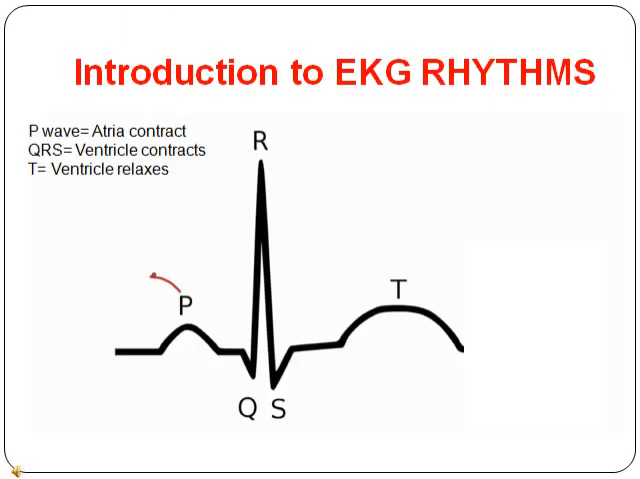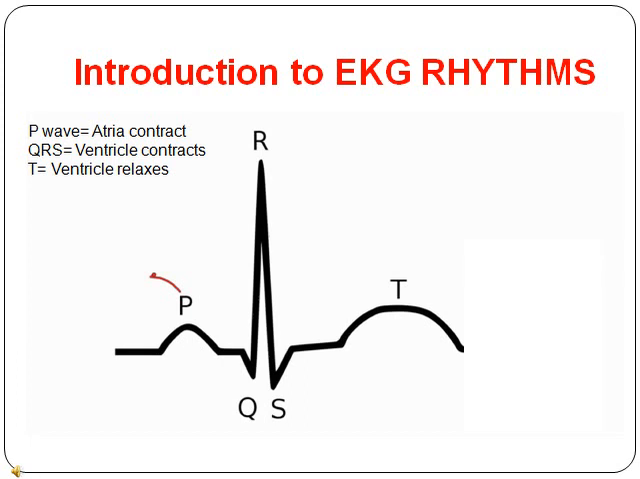So here's a quick introduction to the EKG rhythms. As we see, we have a P wave, QRS, and a T wave. You have to know what each one is. The P wave is when the atria contract, the QRS is when the ventricles contract, and the T wave is when the ventricles relax.